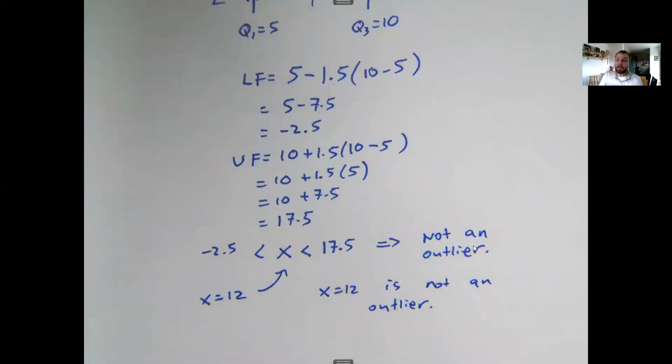If I was asked about the value 18, 18 would be an outlier, it's too big. Negative 5 would be an outlier, it's too small. 0 would not be an outlier, it's between those values. So this gives me a fast way of checking what's okay and what's not okay. And again, I do so by calculating both the upper fence and the lower fence.